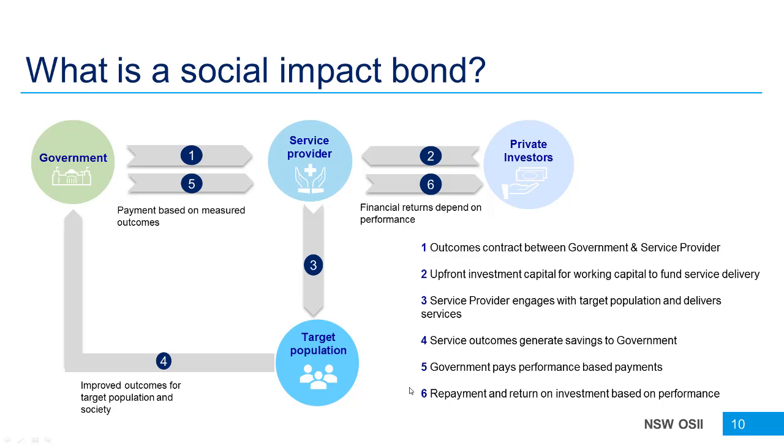Let's now take a look at a social impact bond, or as we call them in New South Wales, social benefit bonds. The process starts with the government identifying a priority policy area where we want to achieve better outcomes for the people of New South Wales. We engage with a service provider to deliver an agreed program with agreed outcomes. The service provider will need to get some upfront financing from private investors to cover the cost of working capital. The service provider then delivers services to the target population, and those outcomes are measured by an independent measurement body.